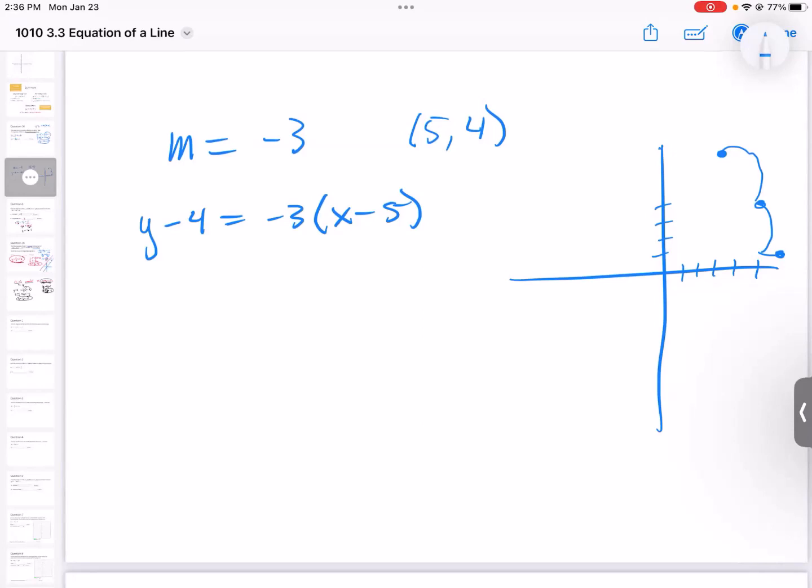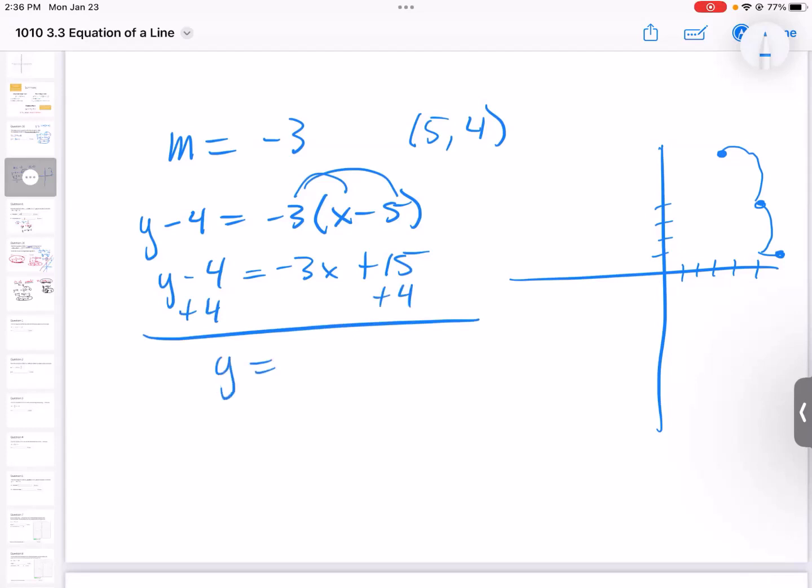And then to get it into slope intercept form, you would distribute and you get -3x plus 15 equals y minus 4. And then to get the y by itself, add 4 to both sides. Oh, I guess it would end up being a whole number. So the y-intercept would actually be 19.